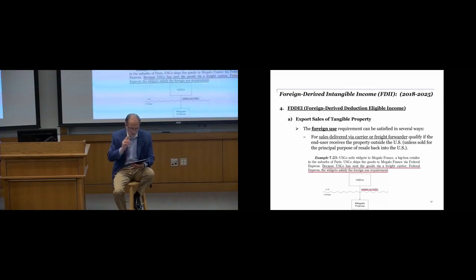Okay, the foreign use requirement can be satisfied in several ways. Sales delivered via carrier or a freight forwarder qualify if the end user receives the property outside the United States, unless sold for the principal purpose of resale back in the United States. Again, you're trying to prevent this round tripping and artificial reduction of U.S. taxable income. 723.